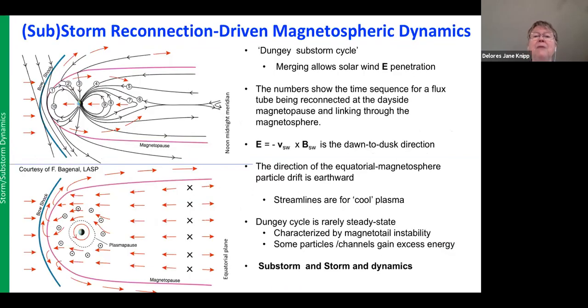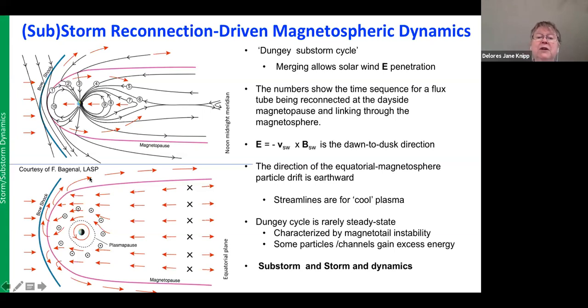So one of the things that is really confusing is this idea that there are substorms, and that substorms have a very interesting interaction with storms, but it's not a one for one. If you just get a bunch of substorms, do you necessarily get a geomagnetic storm? And the answer is no. But substorms are a key element of geomagnetic storms.